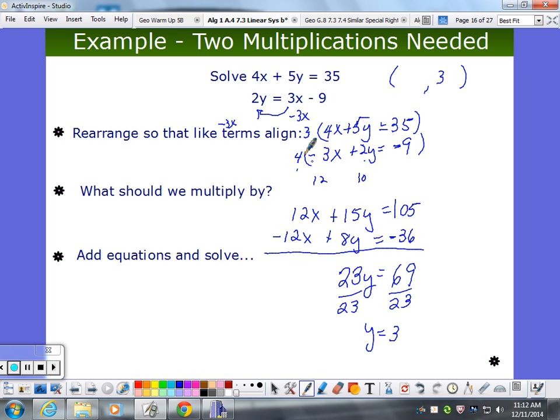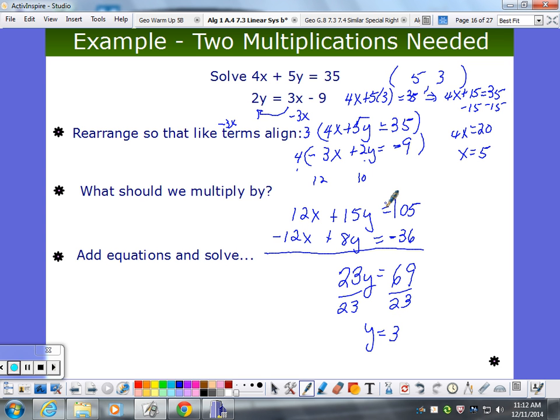Okay, I plug it in. When I can, I go back to the original equation, just in case I mess up here. Which one do you want me to use? Top or bottom one? First one. Okay. So 4x plus 5 times 3 has to equal 35. So 4x plus 15 has to be 35. I'm going to subtract that 15 to get 4x on its own. So we get 20. Yep. And x is 5.